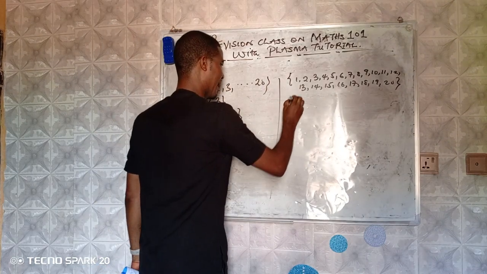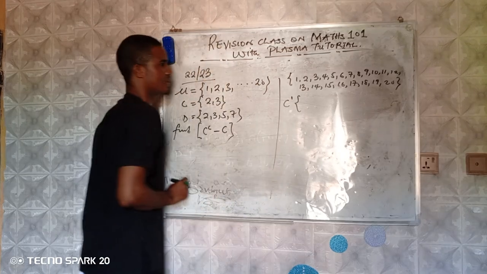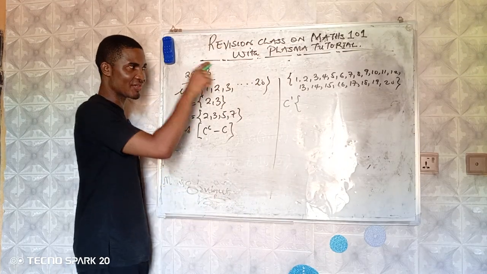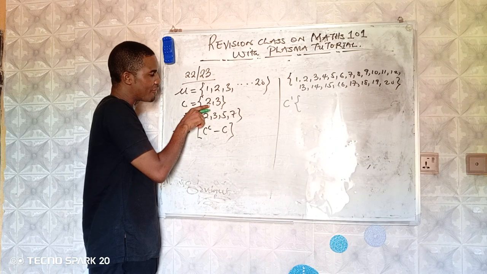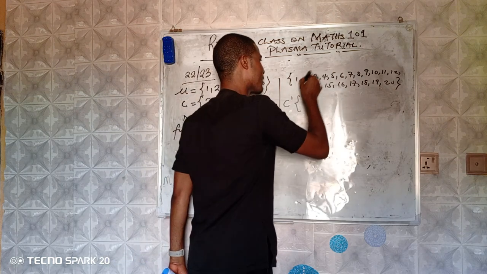Then, looking for my C complement: elements that belong to the universal set, but they are not in set C itself. So in set C, I have only 2 and 3. I'll come here and cancel that 2 and 3.